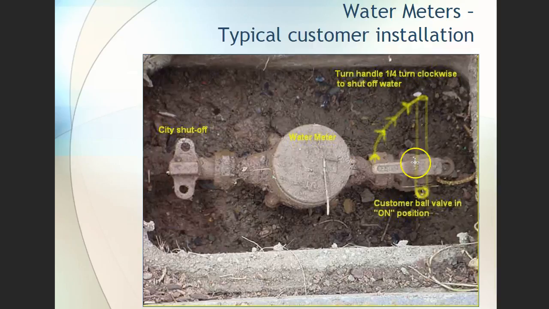So again, this is a ball valve like I was talking about earlier, a quarter turn. And you can see where it is right now. That's in the on position. If you rotate that a quarter turn so it's across the pipe, that's off.